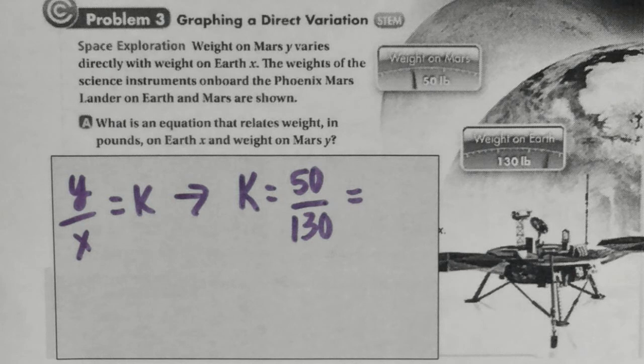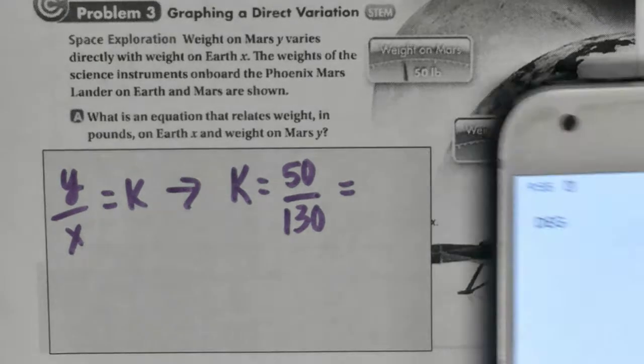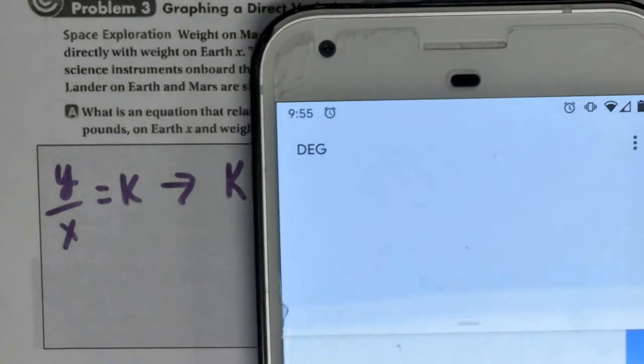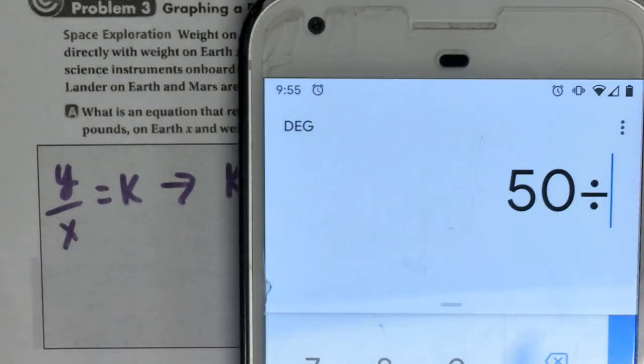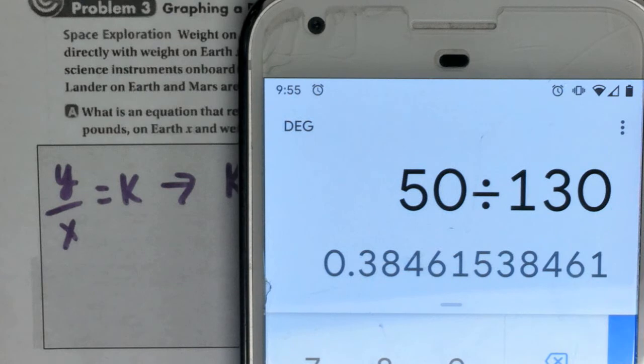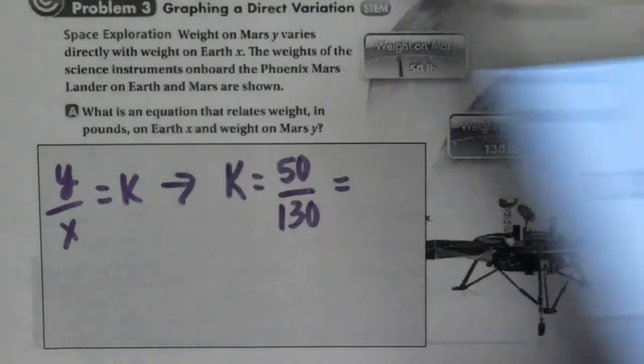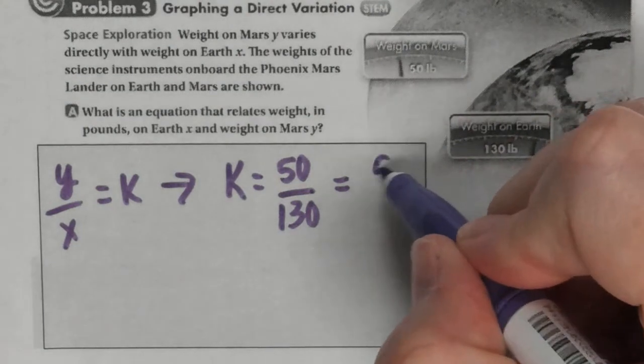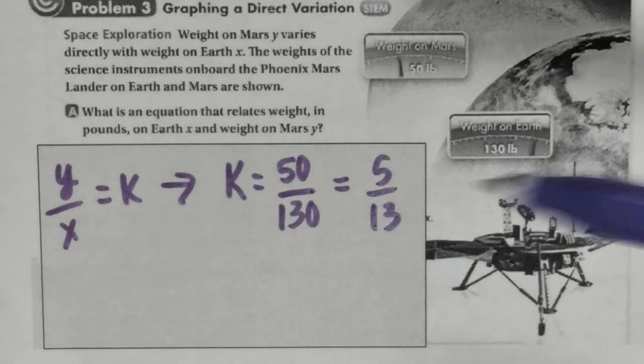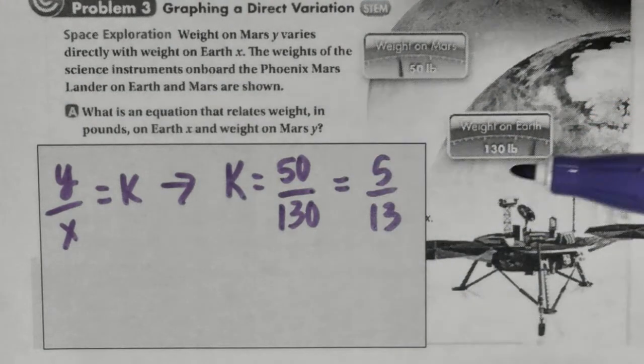your calculator will usually do that for you. Here it's actually fairly easy. If you think about it, they both end in a 0, so you can just cancel the 0. But just to show you where I'm getting this from, if I do 50 divided by 130, yeah, it gives me a decimal. But if I hit enter, that's 5 over 13. But you probably could have figured that one out without a calculator because the zeros just go away.